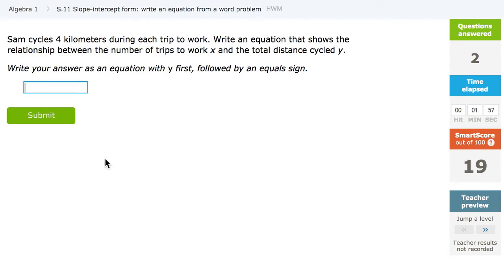Sam cycles 4 kilometers during each trip to work. Okay, now we have y is equal to 4 kilometers, and we're told the trips to work is represented by x, so that is y equals 4x.